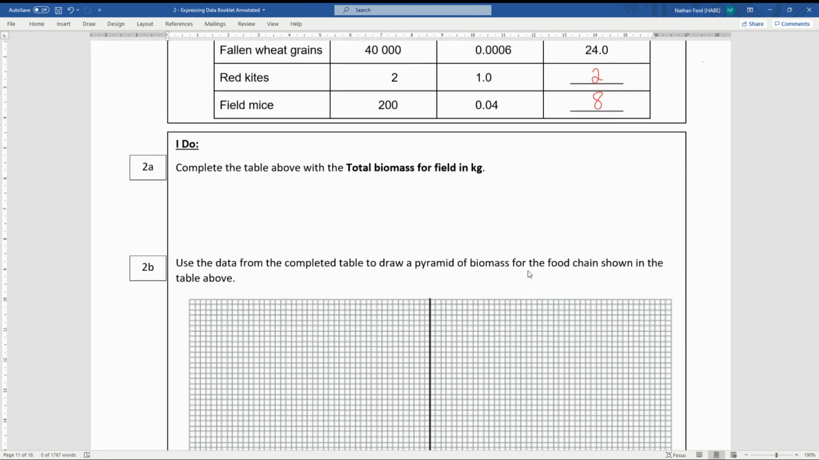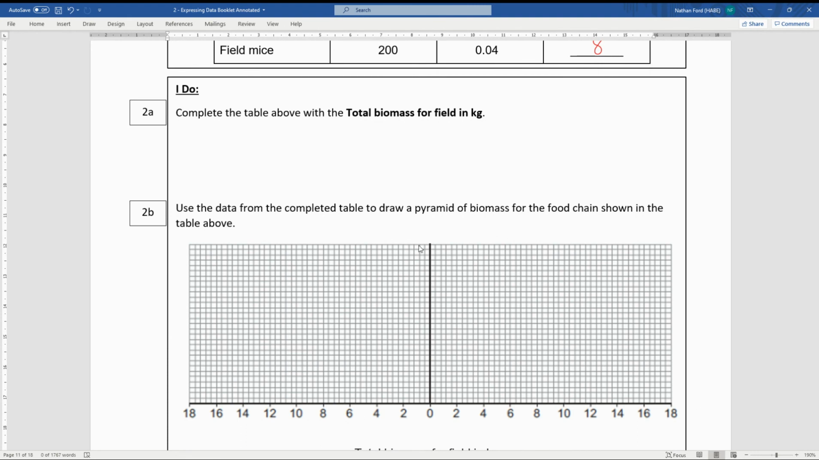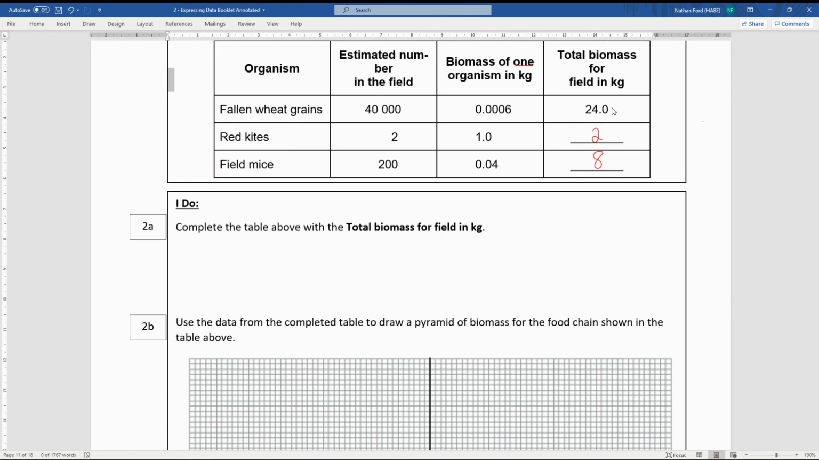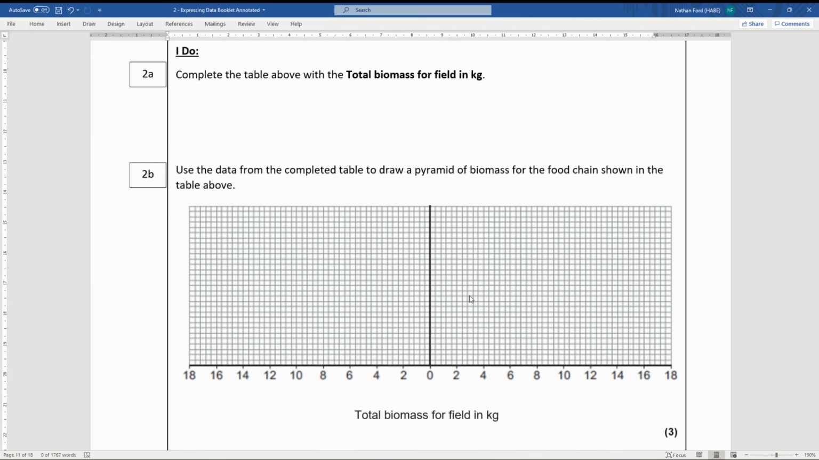Okay, so that means now the next thing is we want to do a pyramid. So a pyramid is just exactly as you think. It should have the biggest on the bottom, the smallest on the top. So the biggest on the bottom is this one here, our fallen wheat grains for 24 kilograms. So how do we do it? If you have a look, we want to represent 24. So that means we probably want, if we put 12 to the left, that would be 12. It means we want 12 to the right, because 12 plus 12 is 24. And then we'd label this, which is our fallen wheat grain.